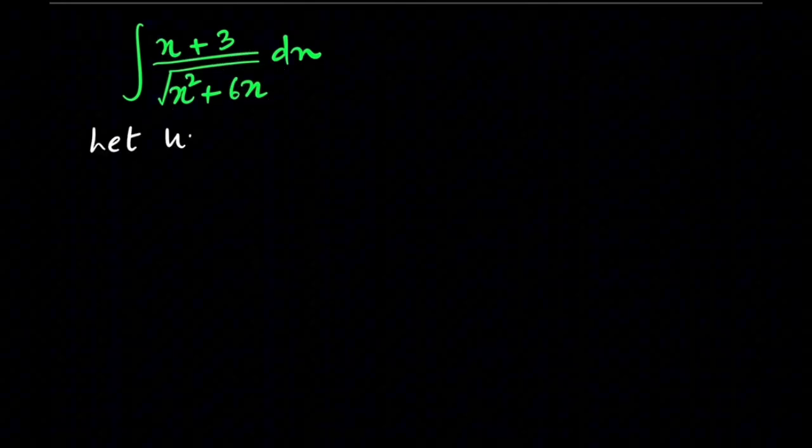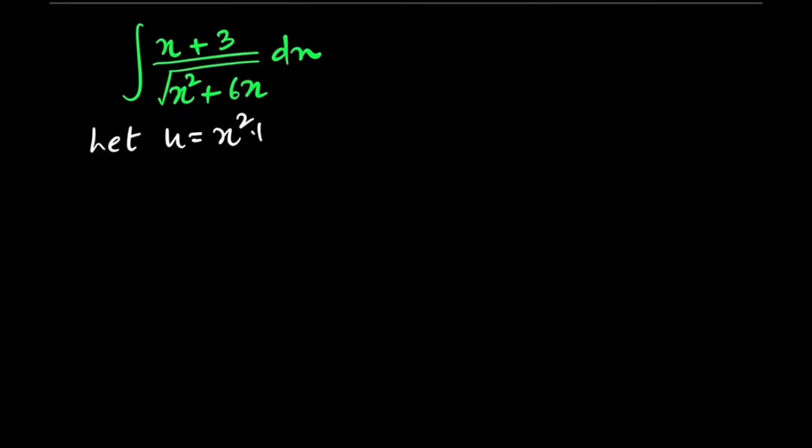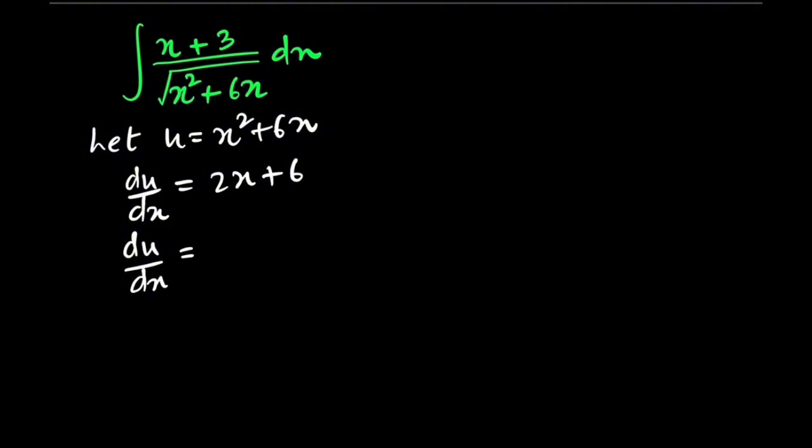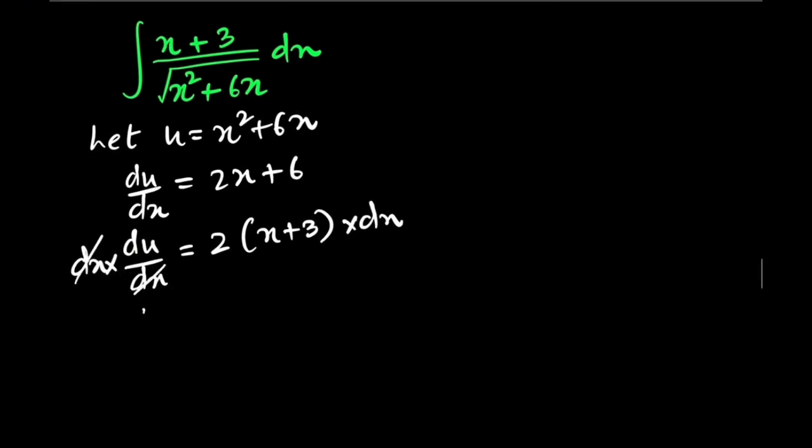So let u equal x squared plus 6x. Now differentiate u with respect to x. That means du over dx is equal to 2x plus 6, which I can write as du over dx equals, I can take 2 common out, 2 times (x plus 3). Take this dx on the other side by multiplying dx on both sides. So du is equal to 2 (x plus 3) dx.